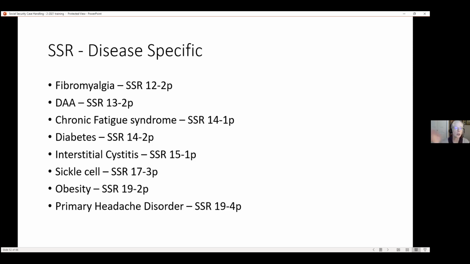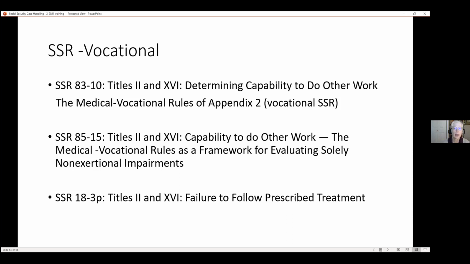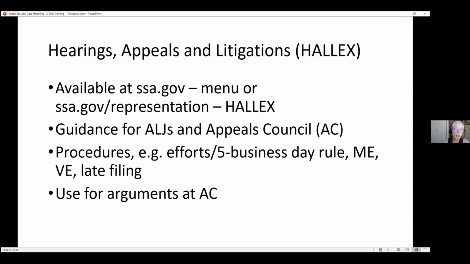Obesity, they keep changing this. This is like the third or fourth, it's ridiculous how many different SSRs they've done on obesity. Primary headache disorder is a relatively new one that you want to look at if you have a client with chronic headaches. 8310 is where the rules on sedentary light are. 8515 we've talked about. Failure to follow prescribed treatment we've talked about.